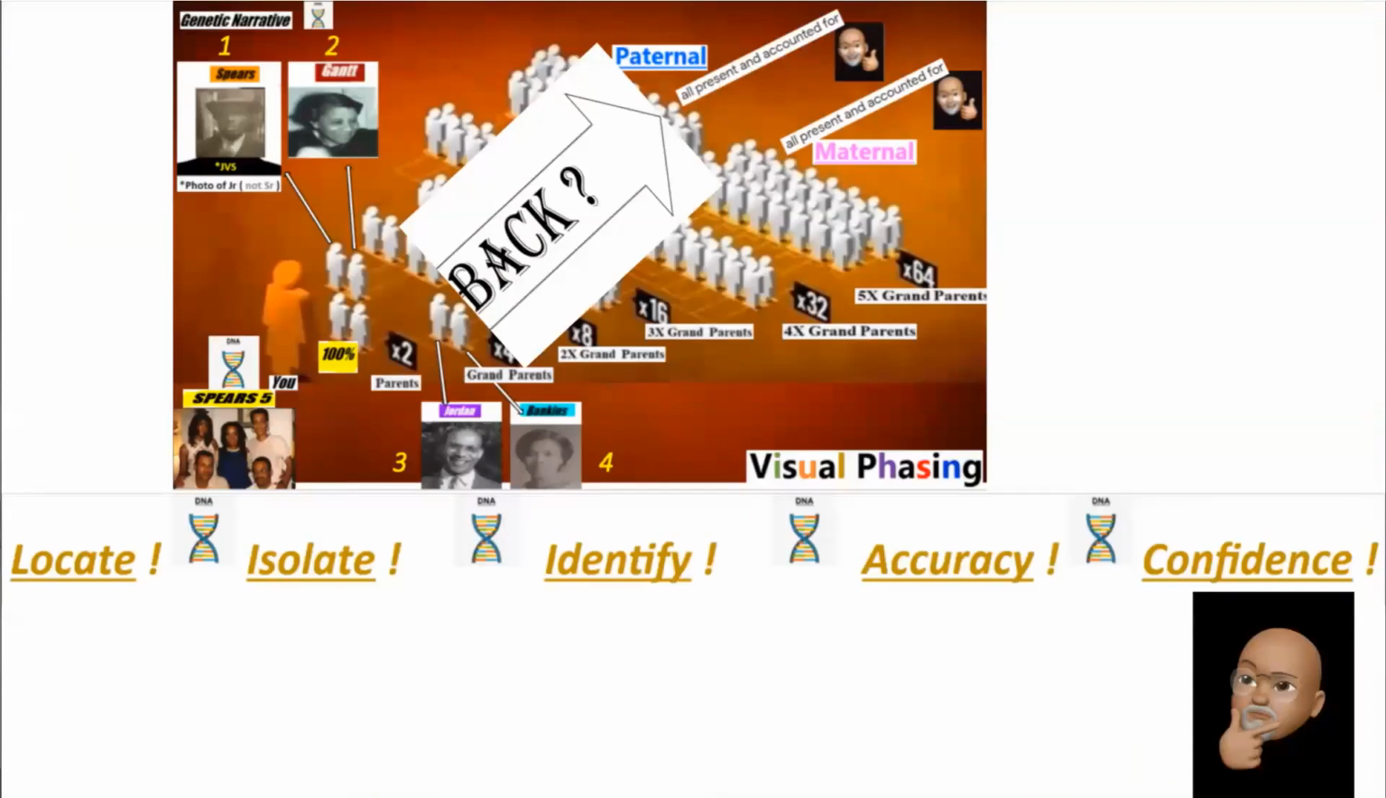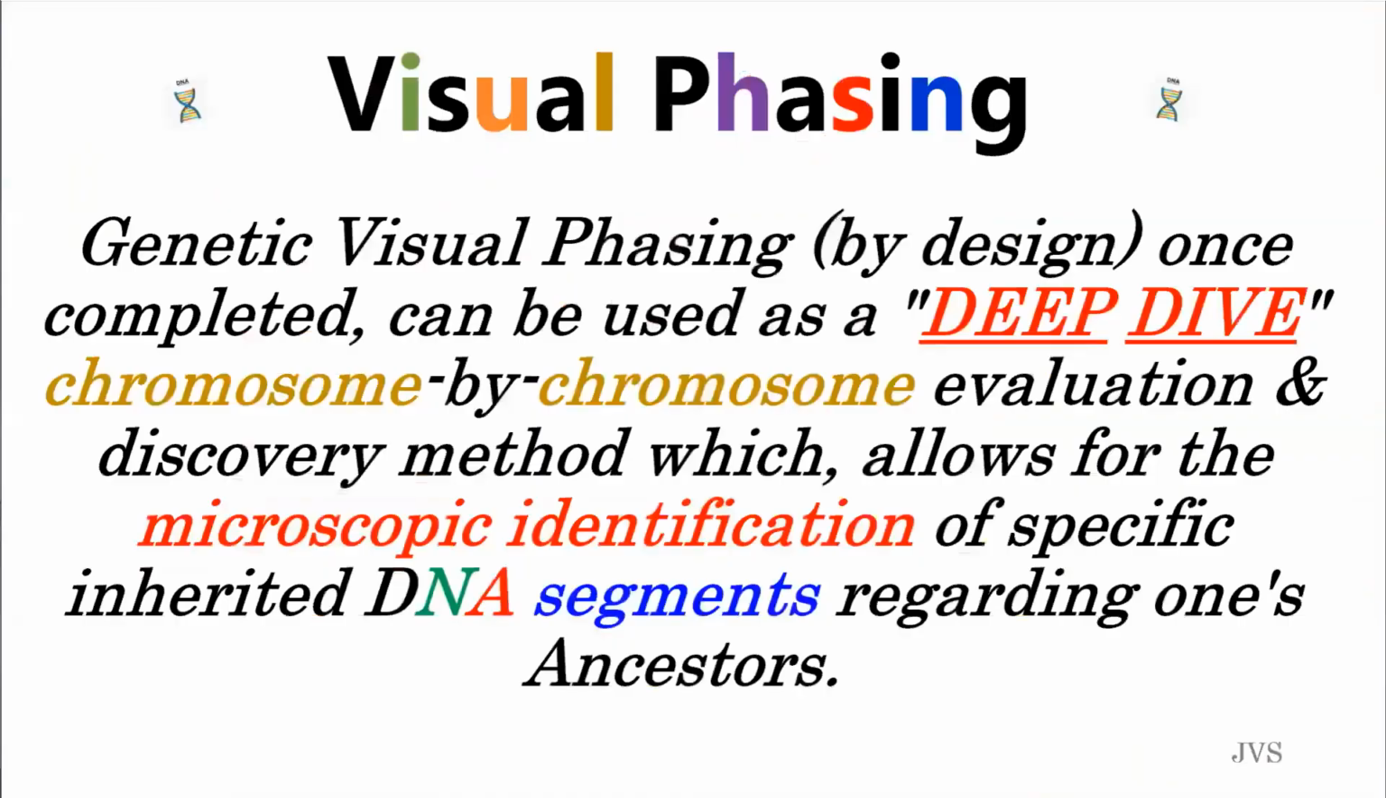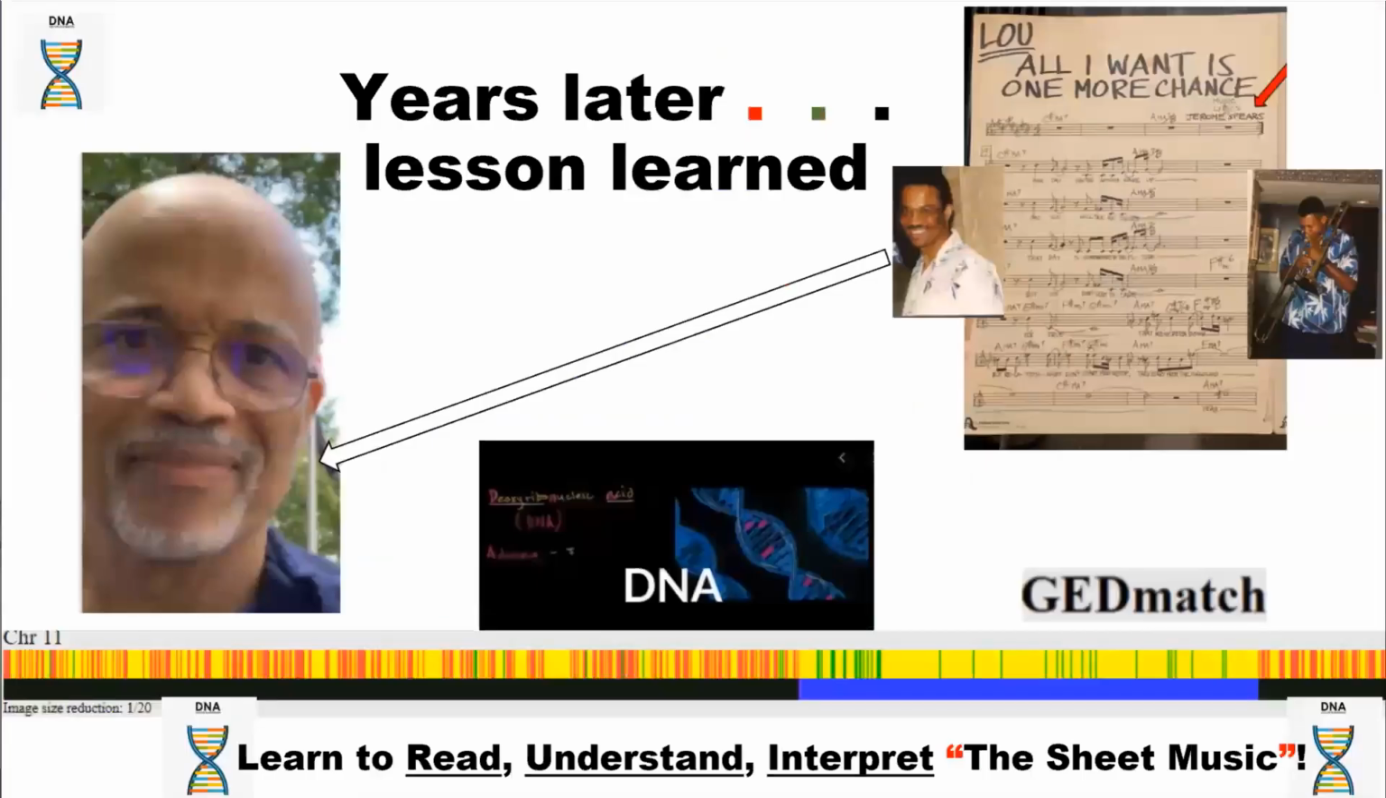And I would say that genetic visual phasing is by design, once completed, a deep dive chromosome by chromosome evaluation discovery method, which allows for the microscopic identification of specific inherited DNA segments regarding one's ancestors. So it kind of makes it sound like I'm saying, yeah, you can go a little bit further back. But before we do that, let's do some housecleaning.